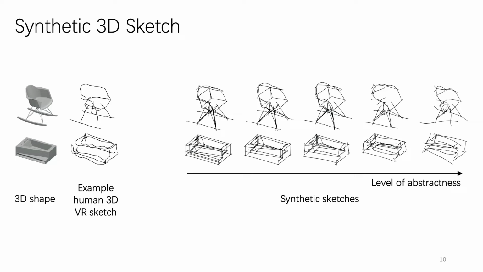Since the collection process is both time and cost sensitive, to get enough samples for training the retrieval models, we propose a novel approach to generate a synthetic dataset of human-like 3D sketches. A key trait of our generator is that it can produce 3D sketches with different levels of abstractness, mimicking the variability of level of detail found in human sketches.